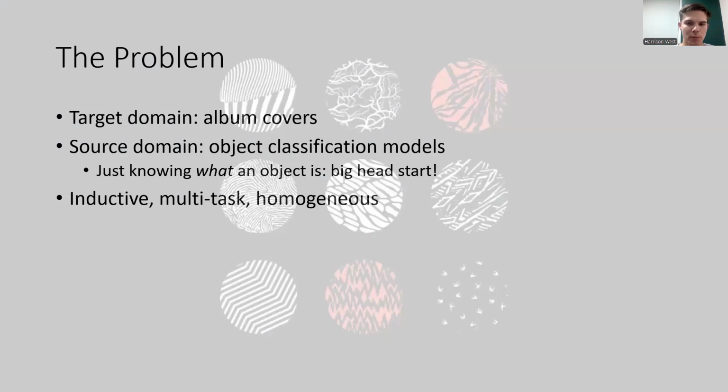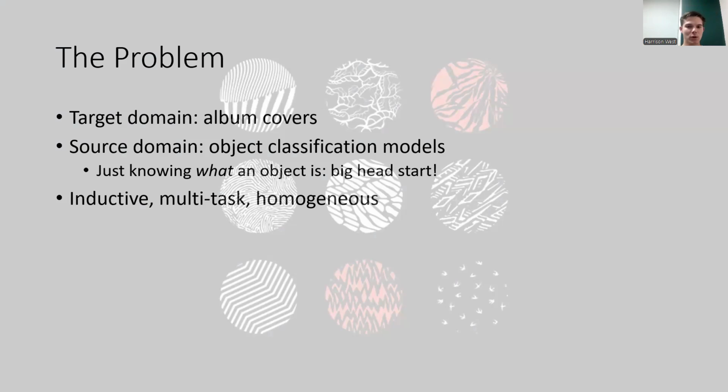So the problem that we're tackling here is with a target domain of album covers, we want to predict what year a cover came out. So we want to look at this background and say 2015. The background that I have right now, 21 Pilots album, Blurry Face, great album.